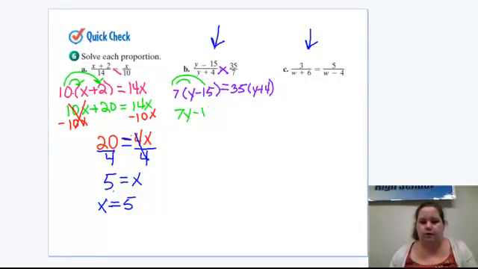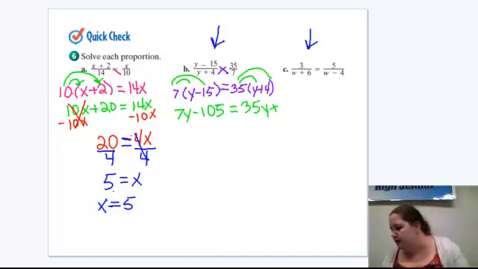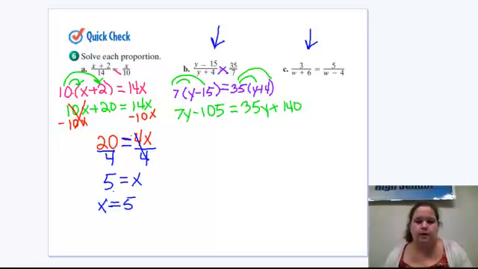Alright, so I looked over there and it's negative 105 equals, then 35 times y and 35 times 4, so 35y plus, and I'm looking, and I got 140. I hope you did too.